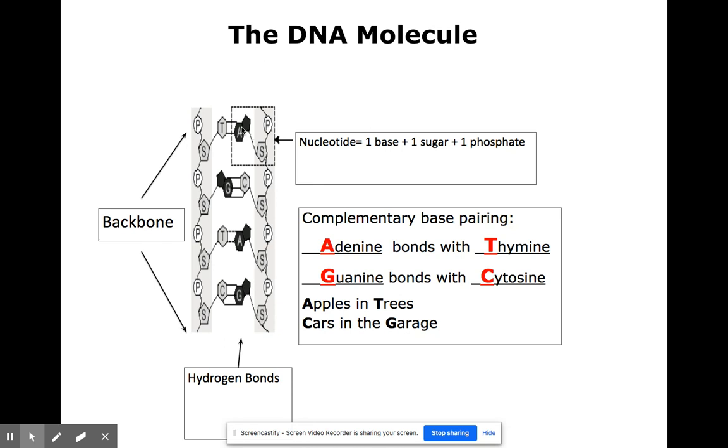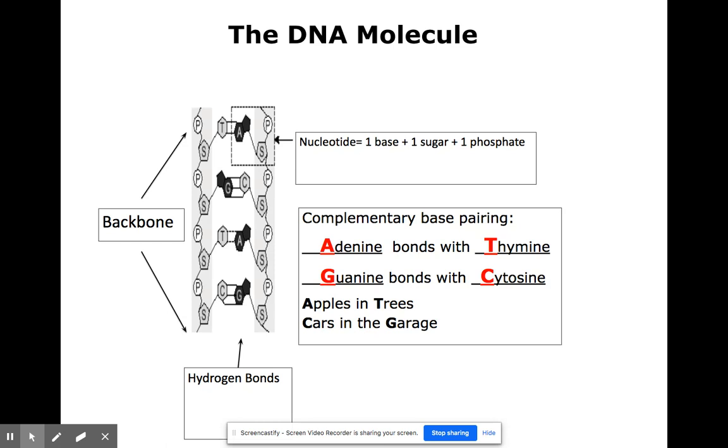Now, a really important thing about the bases is that there are certain complementary base pairs. So the A base will always bond with the T base, and the G base will always bond with the C base. So we call these bases adenine, thymine, guanine, and cytosine. So adenine always bonds with thymine, and guanine always bonds with cytosine.